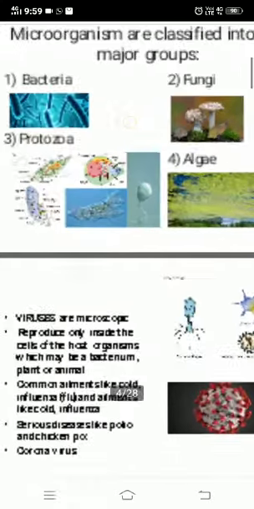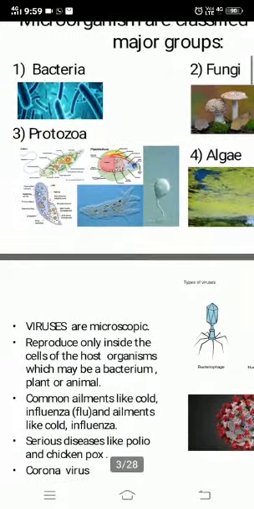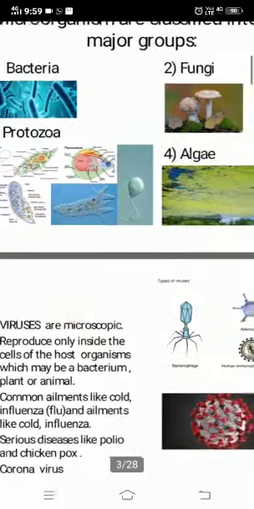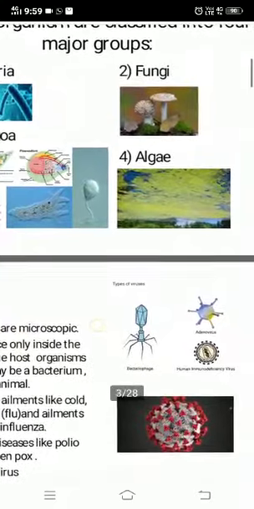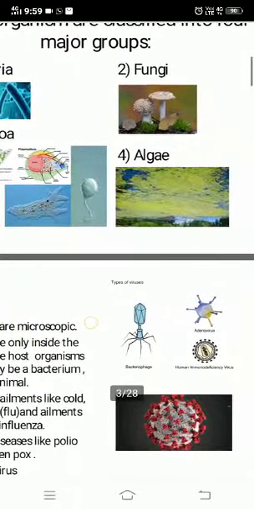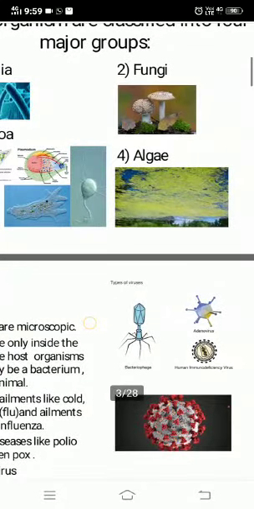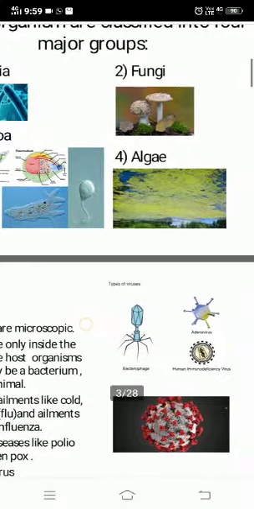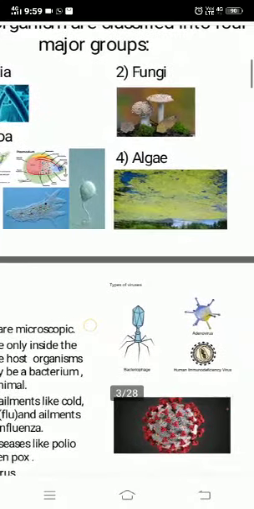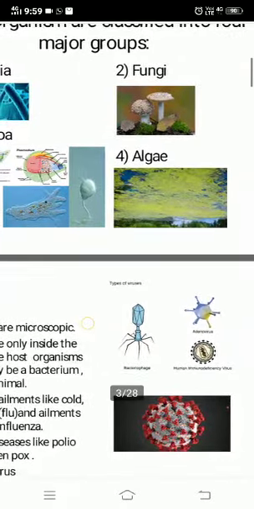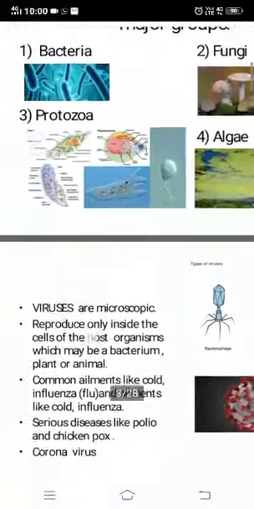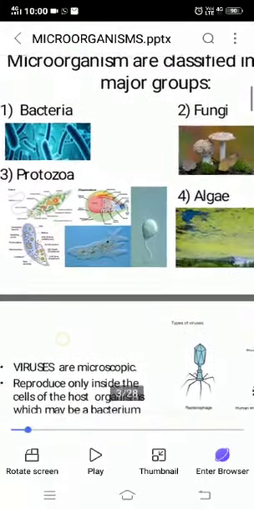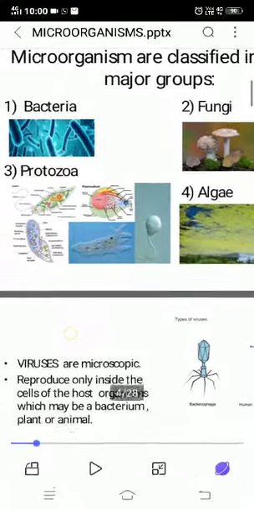Protozoa, you can see here paramecium, euglena, amoeba, and plasmodium. Plasmodium is the microorganism which is responsible for malaria. Algae, you might have seen in some water body when cleaning is not done, or that water body is left like that for some time. There are green colored structures on it, that is algae. So these are the four major groups of microorganisms: bacteria, fungi, protozoa, algae.